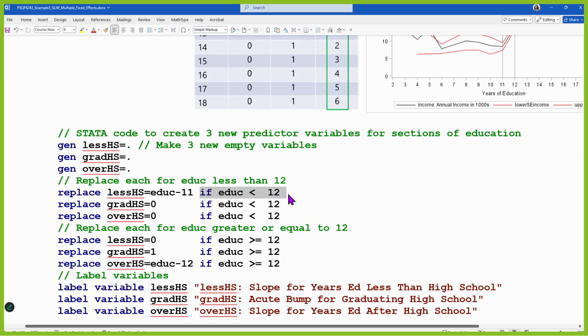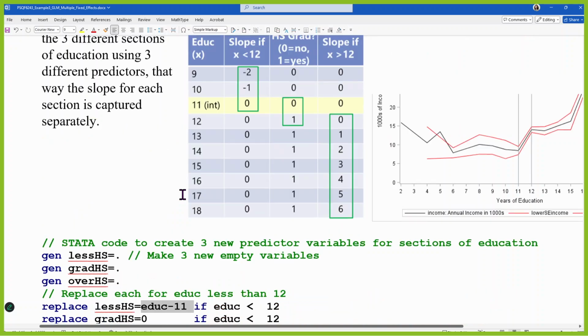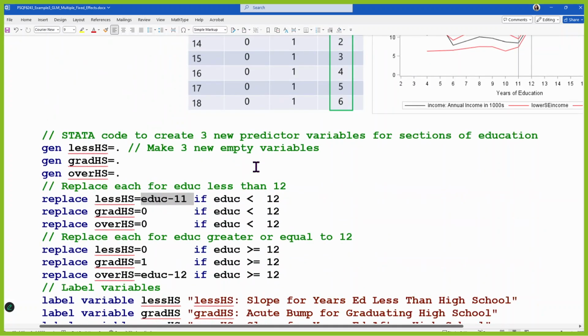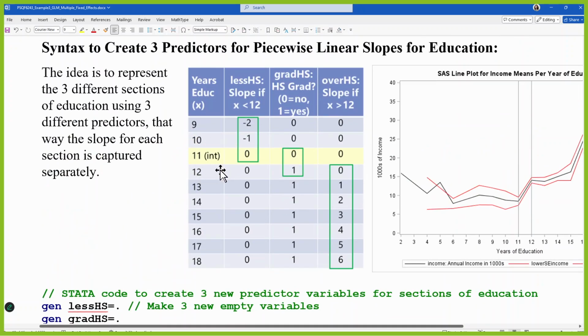Again, reading these backwards, if education is less than 12, then do this. So replace the missing values with education minus 11. That is a function that will fill in this set of values, all before 11, without having to do it one by one, because you can just subtract 11 and have it work that way, just like we do normally. The kicker is that it's only doing it for rows that are under 12.